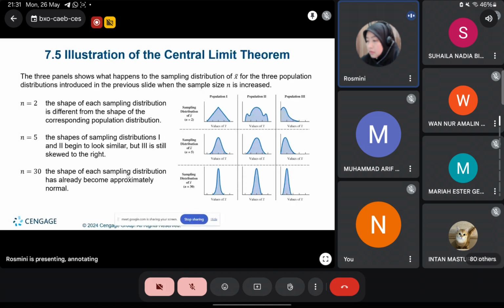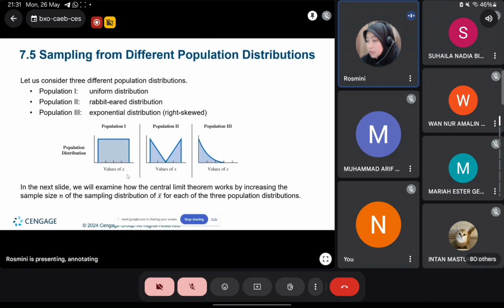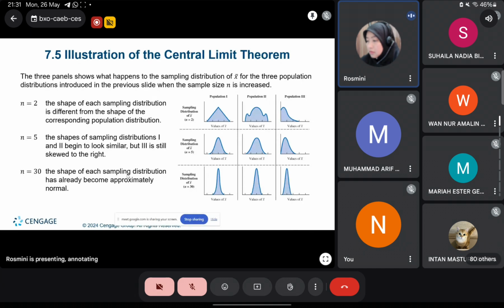So here, one is uniform, two is rabbit ear, and the third one is exponential. It is said that if your n is 2, the shape of each sampling distribution is different from the shape of the corresponding population, so you wouldn't get the same distribution. But still, the bigger your sample, the more normal it will become.